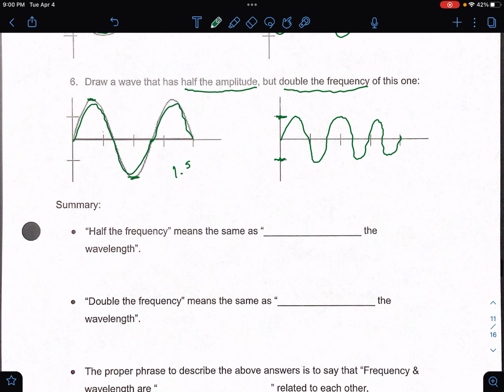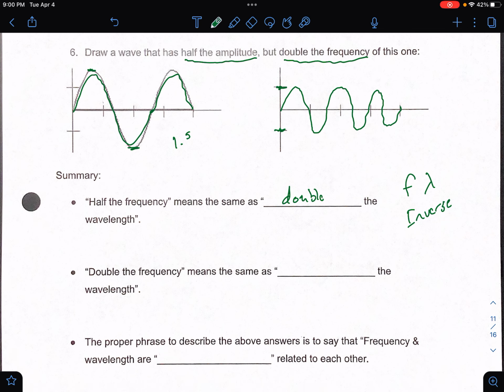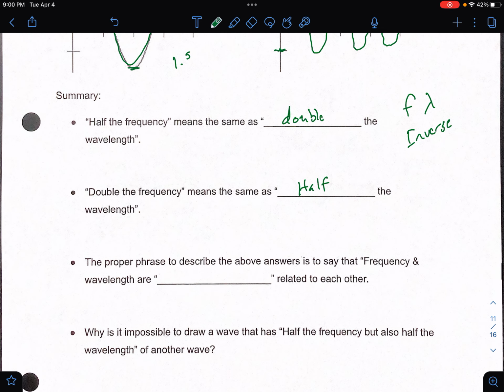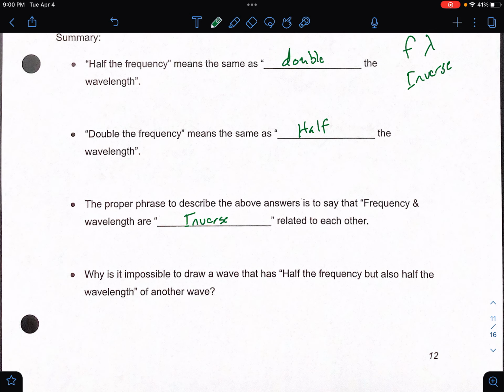So summary, half the frequency means the same as double the wavelength. Again, remember that frequency and wavelength are inverse. So whatever you do to one, you've got to do the opposite to the other. Double the frequency means the same as half the wavelength. The proper phrase to describe the above answers is to say that frequency and wavelength are inverse. So basically the opposites.